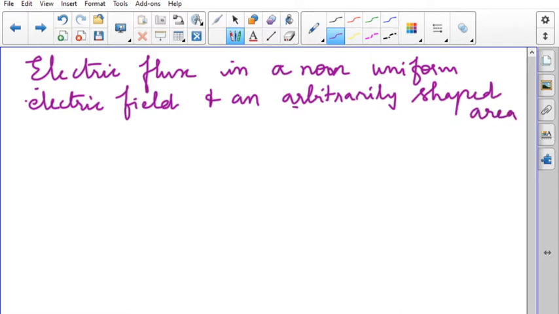What is the meaning for the term arbitrary? It means chosen randomly. So you have calculated the electric flux in the case of a uniform electric field previously. Now you consider a non-uniform electric field. And we are going to take an area which is not flat. It is a curved surface. So it will be like this.